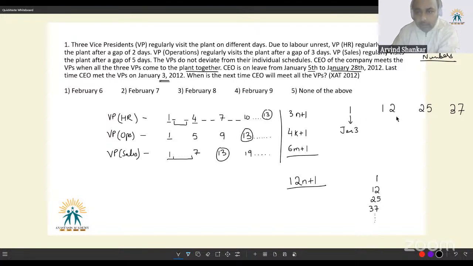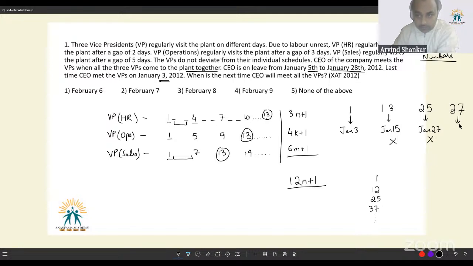If day 1 is Jan 3, can I say day 12 would be Jan 14? Sorry, this is wrong, no? Not 12, it should be 13. Day 13 is as good as Jan 15, and day 25 is as good as Jan 27. We know our CEO is on leave from Jan 5th to Jan 28th. So he will not be available on these days.